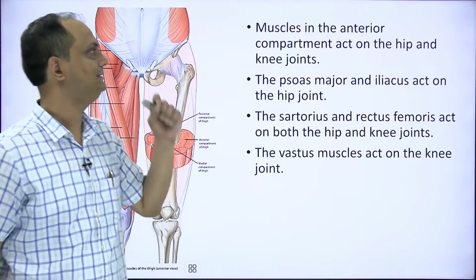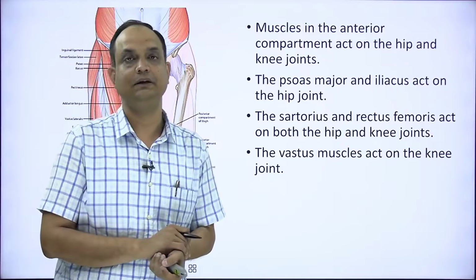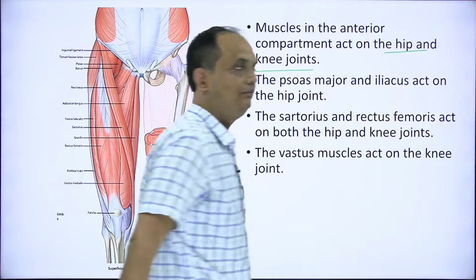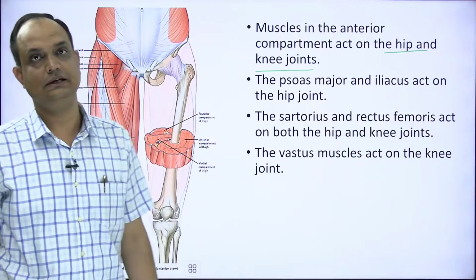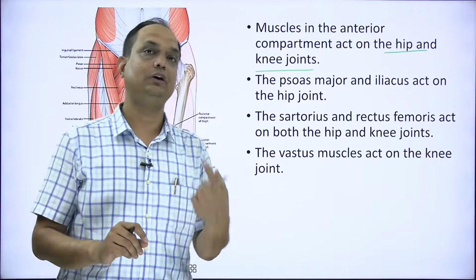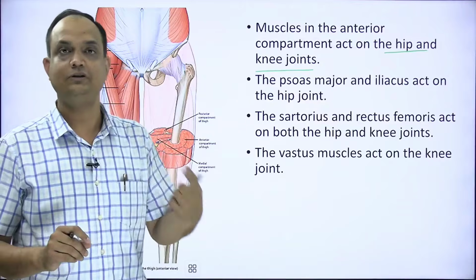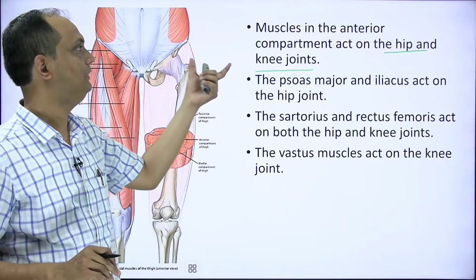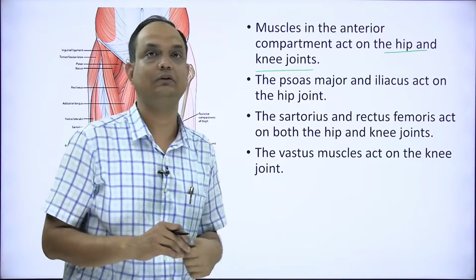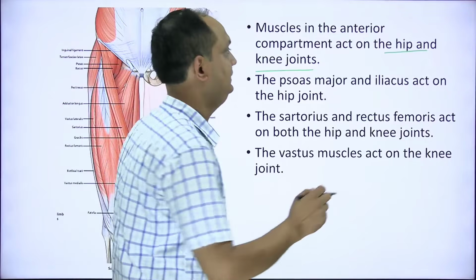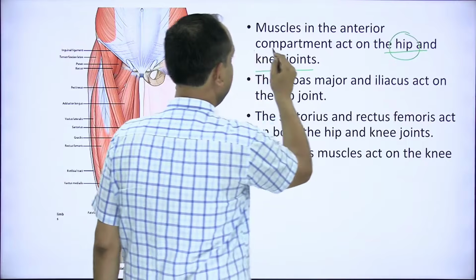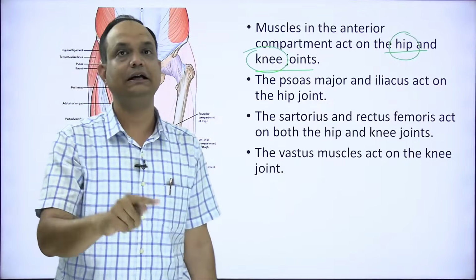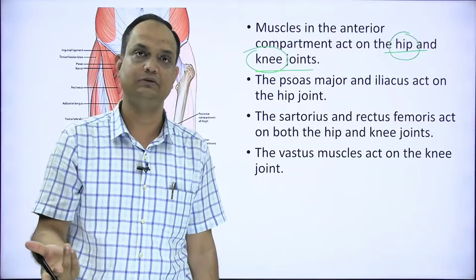Now the muscles in the anterior compartment act on the hip and knee joint. There is one important concept to understand: any muscle, if it is crossing a joint, has to act on that joint. Clear? Some of the muscles cross two joints, that's why they act on two joints, hip and knee. If the muscle crosses only a single joint, then it acts on a single joint only.